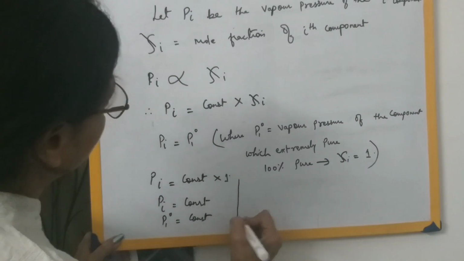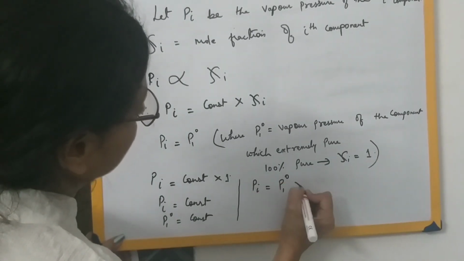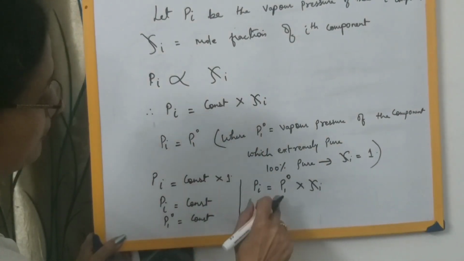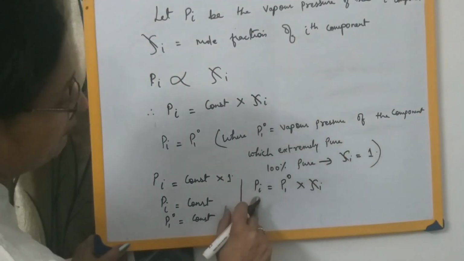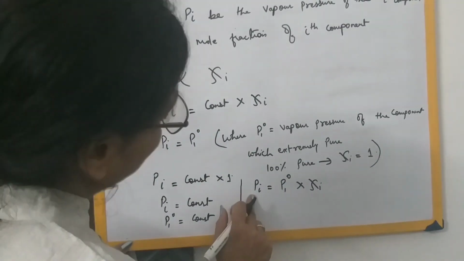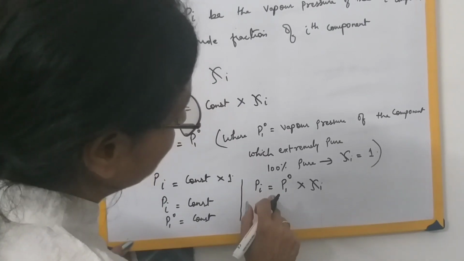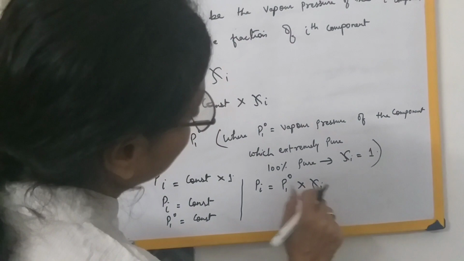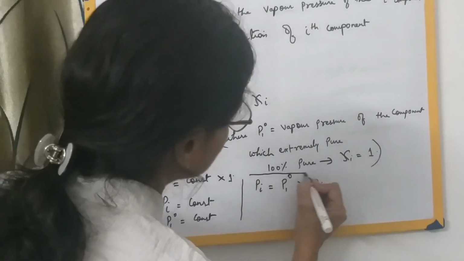So further we can write Pi is equal to Pi 0 into chi i, if we substitute the value of this constant. So what can we say according to Raoult's law? Now we derived an equation and got a relationship, that is the partial vapor pressure of the ith component is equal to the product of the vapor pressure of the component in the extremely pure state and the mole fraction of the ith component. This is what this equation says.